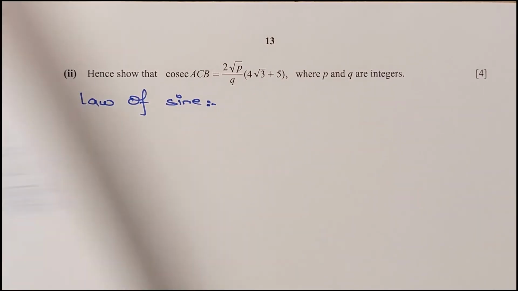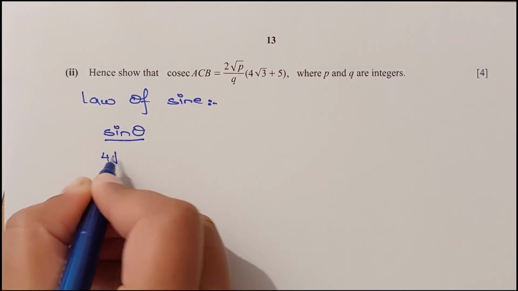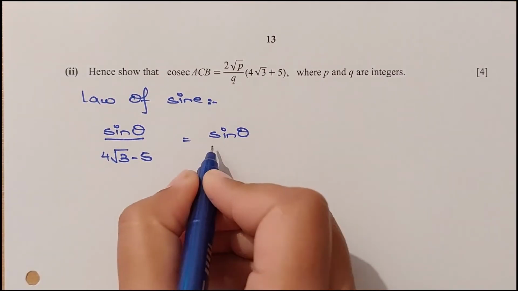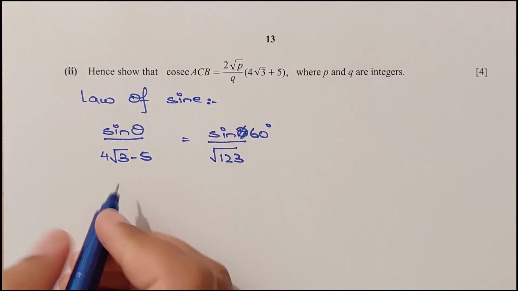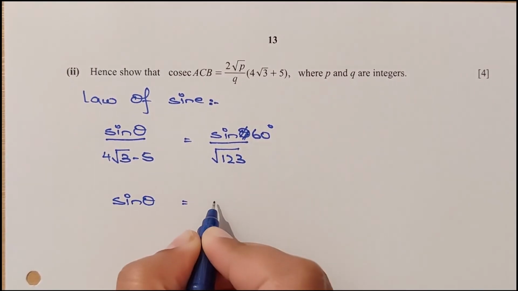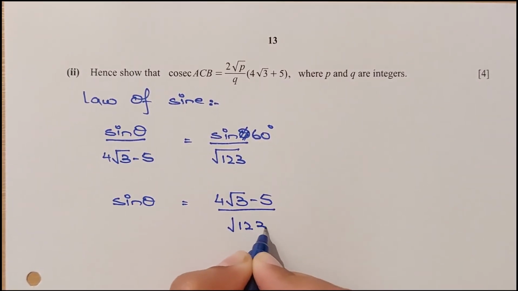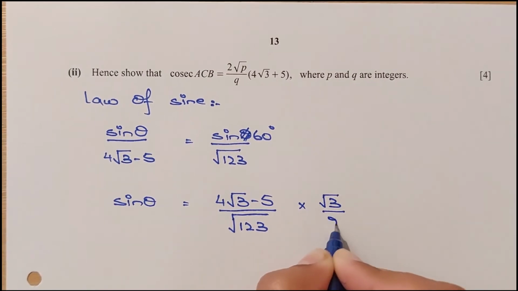right? So we can say that sine theta over the front side, theta is angle ACB, and the front side is 4 square root of 3 minus 5. This equals sine 60 over its front side, square root of 123. Sorry, this is 60. So we know that sine 60 is square root of 3 by 2. So what is sine theta? Sine theta equals 4 square root of 3 minus 5 whole divided by square root of 123, and this sine 60 is square root of 3 by 2 divided by 2, right?